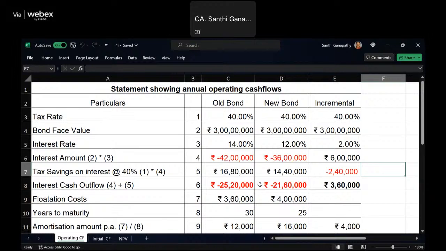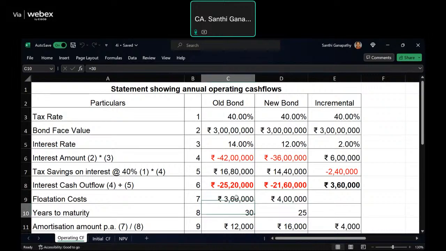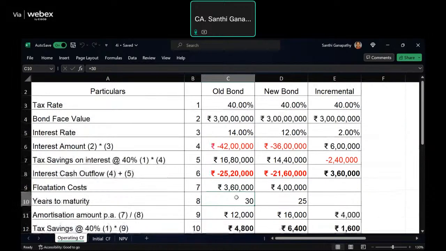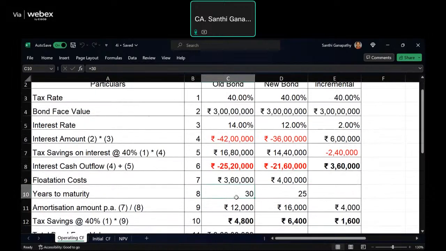Then flotation costs for the old bond, for the new bond. For the old bond, years to maturity 30, you have to spread it over 30 years. For the new bond, over 25 years. Therefore, what is the amount? What is the tax savings?